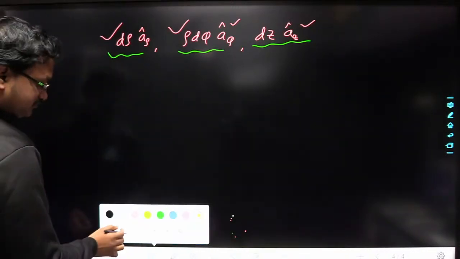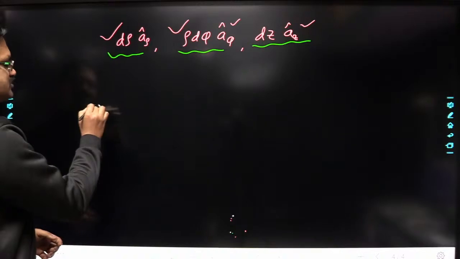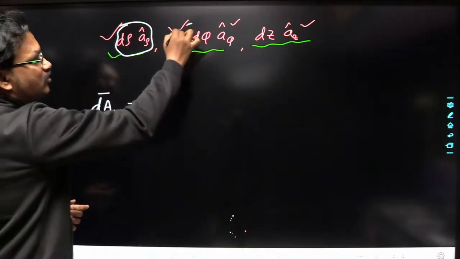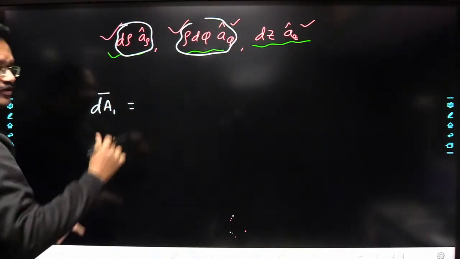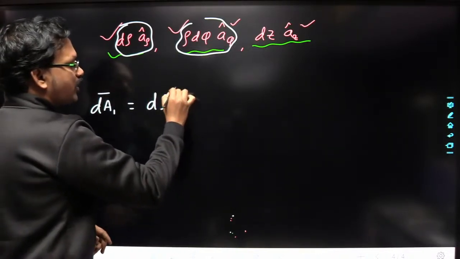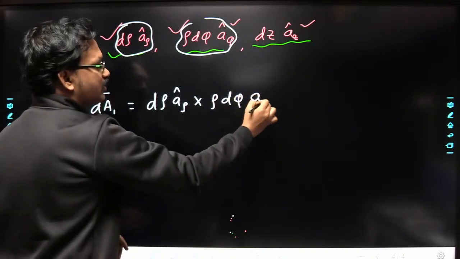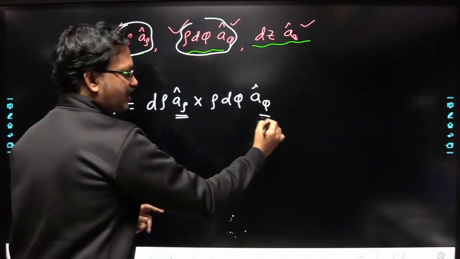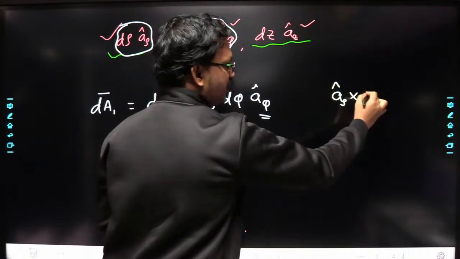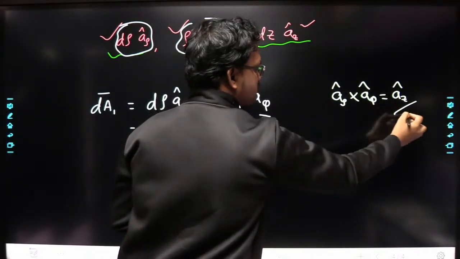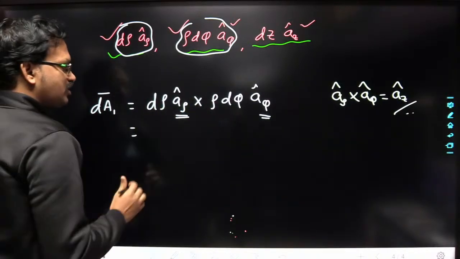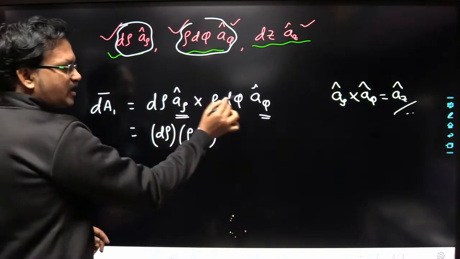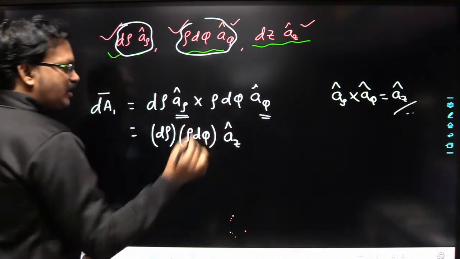See here. The first differential area, let us say dA1, you can form by doing the cross product between d rho a rho cap and rho d phi a phi cap. So d rho a rho cap cross rho d phi a phi cap. You get a rho cap cross a phi cap, which is nothing but az cap. So here you get d rho into rho d phi into a rho cap cross a phi cap, which is az cap.